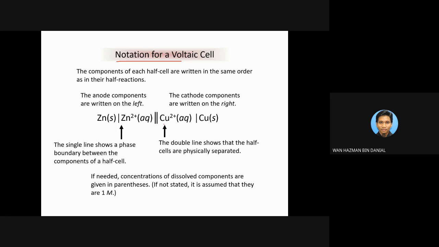So the double line shows that the half cells are segregated. Okay, kita double line lah. You can imagine this like a salt bridge kan. So dia ada dua tu kan. You imagine lah separate dia macam ni.